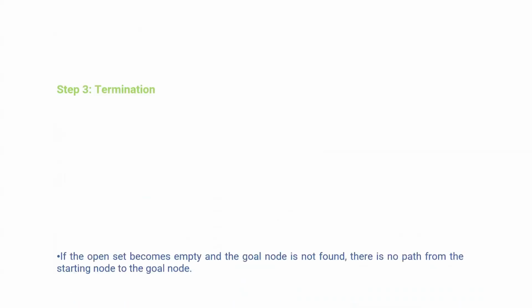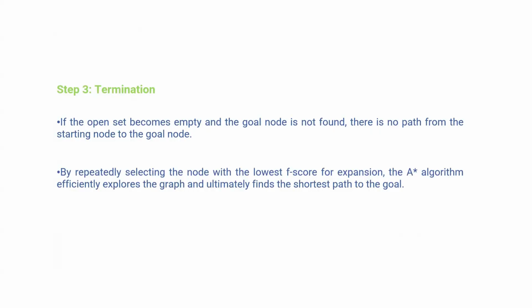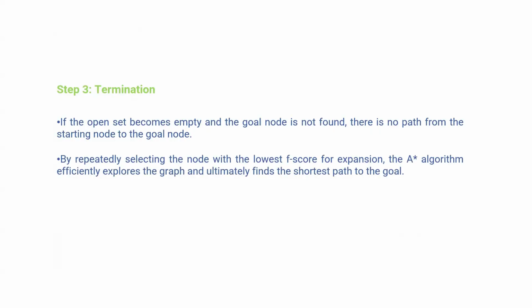So we have step 3, the termination. If the open set becomes empty and the goal node is not found, there is no path from the starting node to the goal node. By repeatedly selecting the nodes with the lowest f score for expansion, the A-star algorithm efficiently explores the graph and ultimately finds the shortest path to the goal.